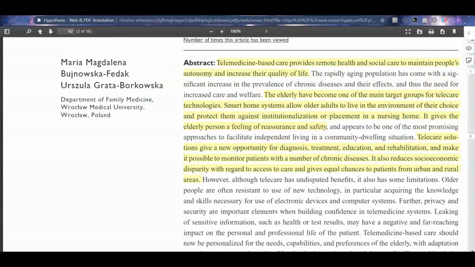And as you can see, I've highlighted some things here that the article covers that are definitely applicable to the paragraph that I'm working on in my paper. So they say that telemedicine-based care provides remote health and social care to maintain people's autonomy and increase their quality of life. And they stress that one of the most important populations that benefits from telehealth are the elderly. And they explain that smart home systems allow older adults to live in the environment of their choice and protect them against institutionalization or placement in a nursing home.